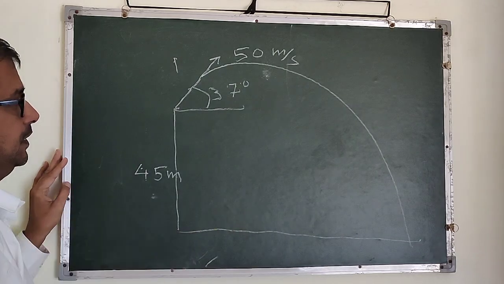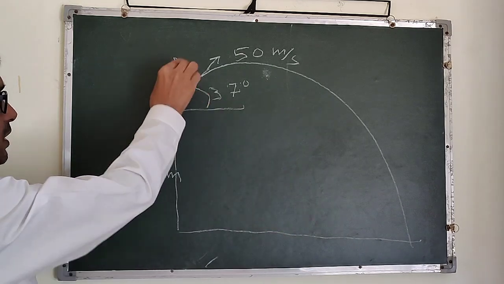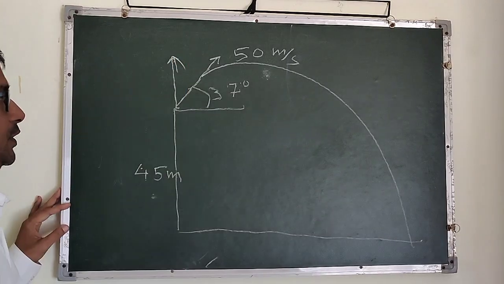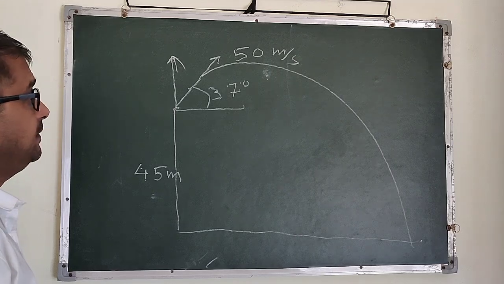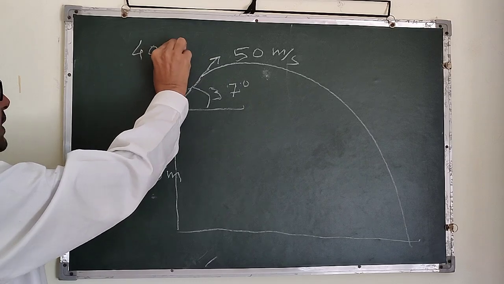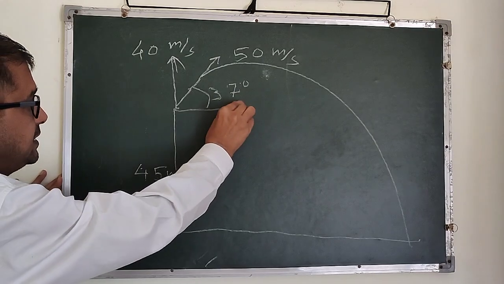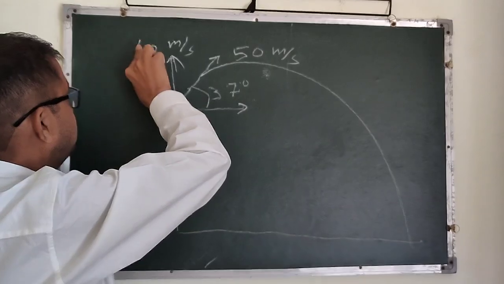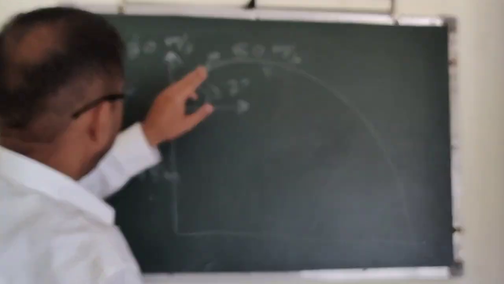Generally, this question can be solved by two methods. First, what is the component of this velocity in the vertical direction? Because time of flight depends on the vertical component. That is 50 sine 37, and sine 37 is 4 by 5, which gives 40 meters per second. Vertical velocity is 40 meters per second, while horizontal is 50 into cos 37, that is 30 meters per second. Sorry, sine 37 is 3 by 5 and cos 37 is 4 by 5, so I get the vertical velocity as 30; now I am making it easier.